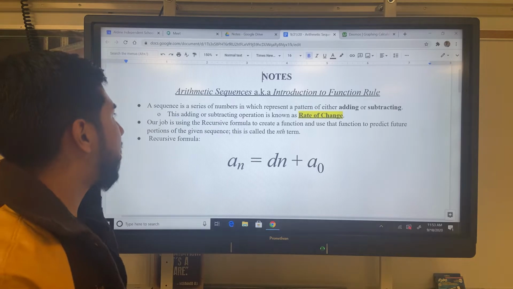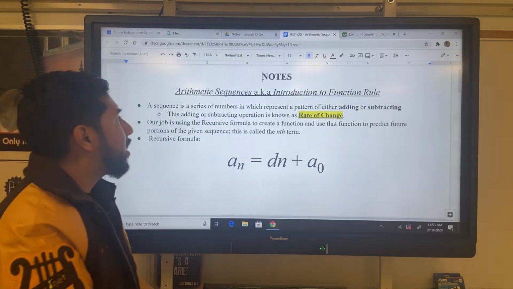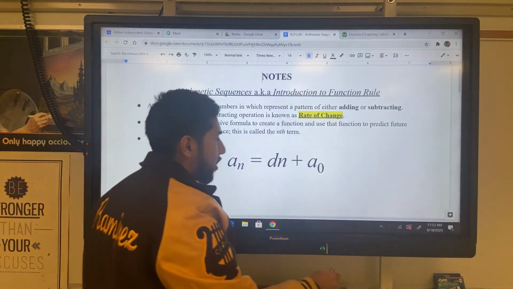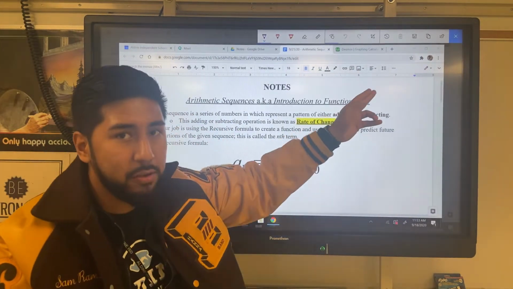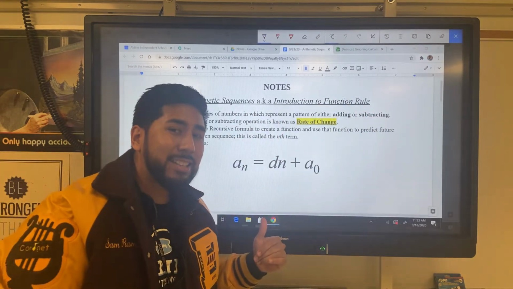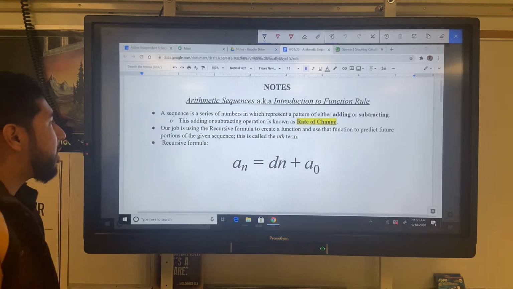But let's get started. So today we're going to be talking about arithmetic sequences, also known as the introduction to function rules. This is very interesting because we've already done the function rule from last time when we evaluated, we replaced some stuff. So you're going to see some similarities.